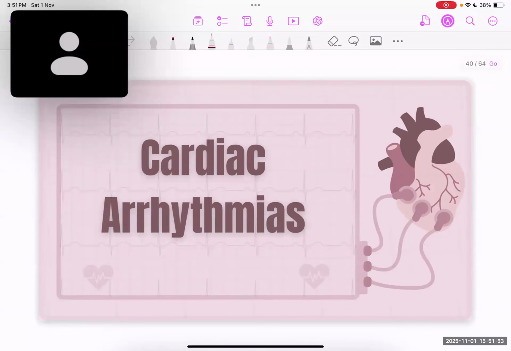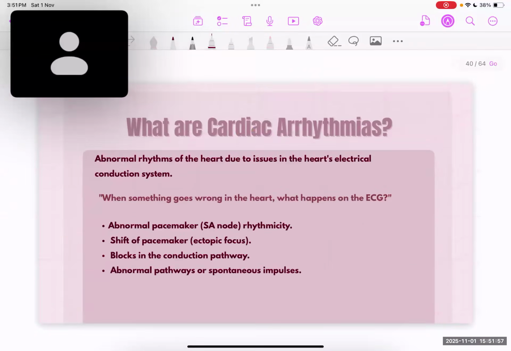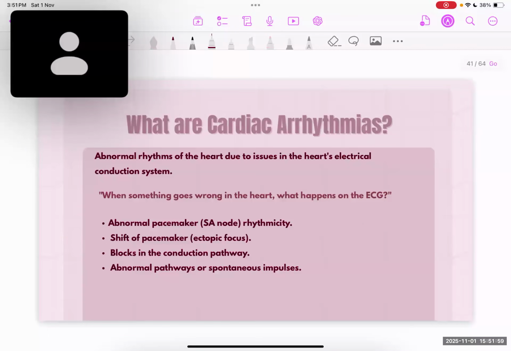Now we're going to start the bigger bulk of our session, which is cardiac arrhythmias. So what are cardiac arrhythmias? Arrhythmias are abnormal rhythms of the heart due to issues in the heart's electrical conduction system. When something goes wrong in the heart, we're trying to figure out what happens on the ECG. Your main focus should not be what the disease is or how to treat it. Your main focus is how it's going to come up on the ECG.